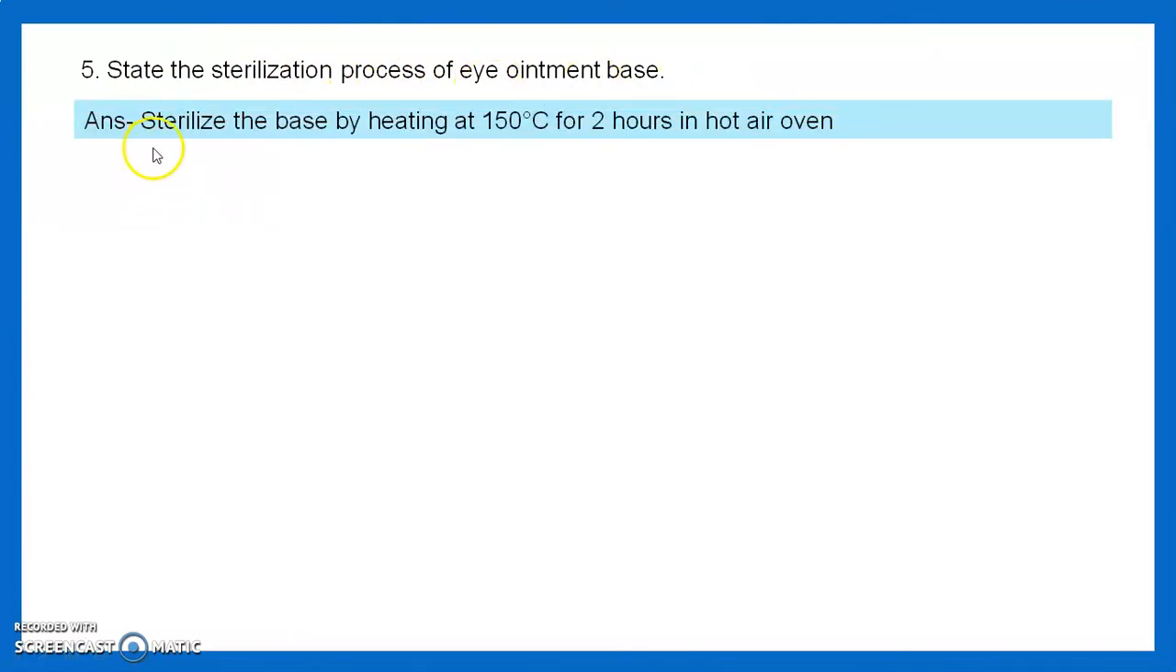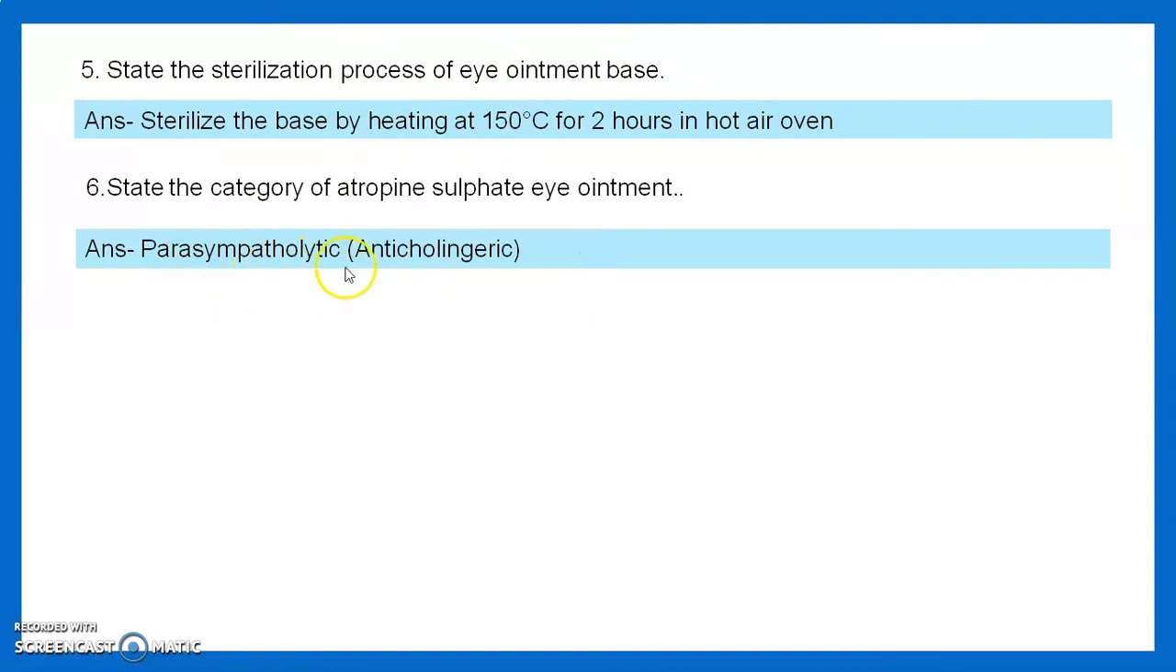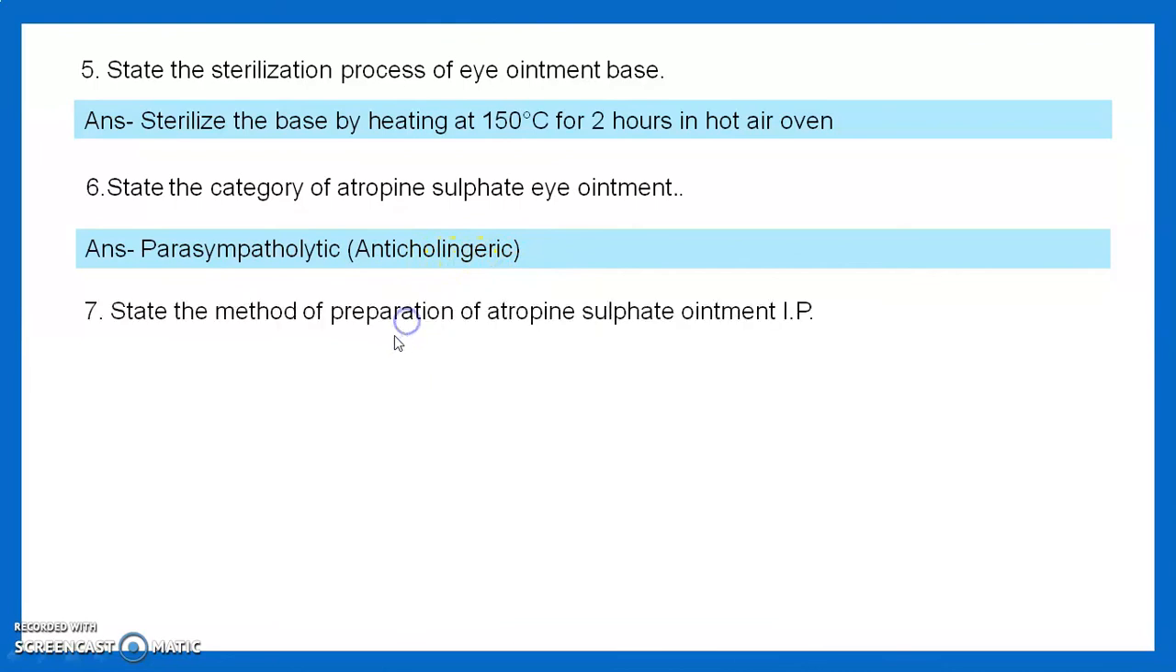Then the next question is, state the sterilization process of the eye ointment base. Sterilize the base by heating at 150 degrees Celsius for 2 hours in a hot air oven. This is the sterilization process for the ointment base. Then state the category of atropine sulfate eye ointment. The category is parasympatholytic, also known as an anticholinergic drug. Parasympatholytic means those which block the effect of the parasympathetic system.